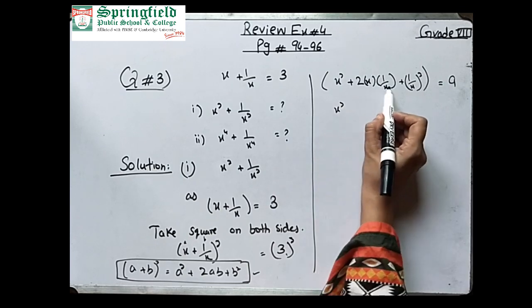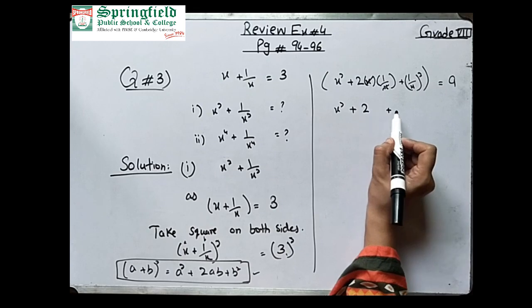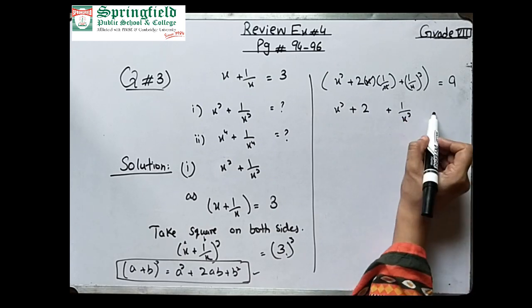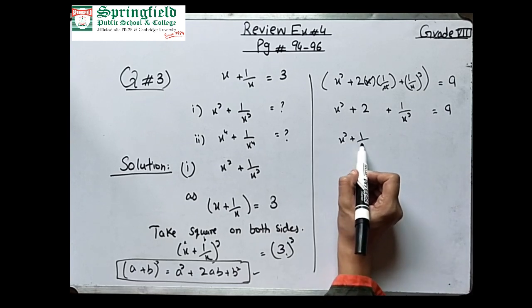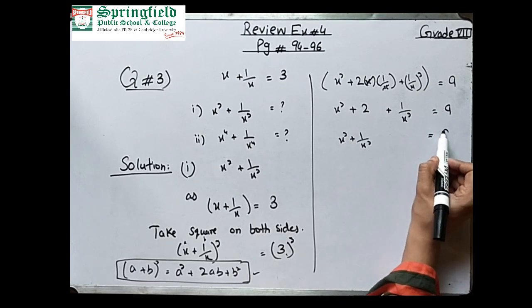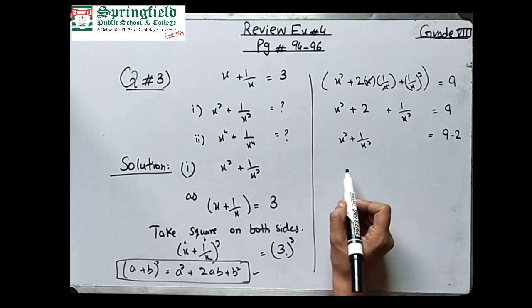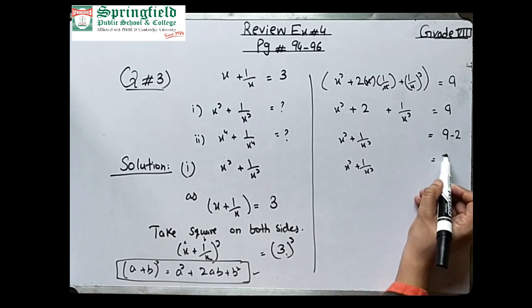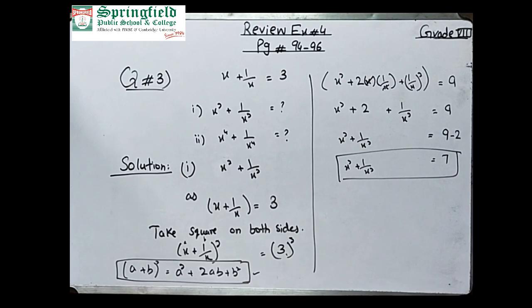Now x square, x can be cancelled with the x, plus 2 plus 1 by x square. 1 square means 1. So x square plus 1 by x square is equal to 9, and the 2 will become minus 2. So x square plus 1 by x square is equal to 7. This is the value of x square plus 1 by x square.